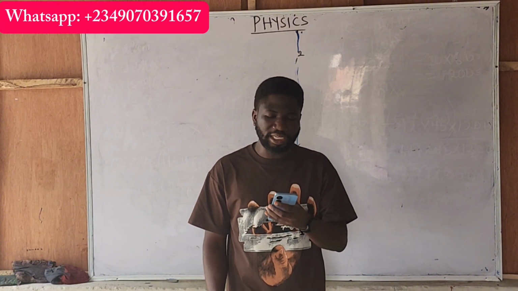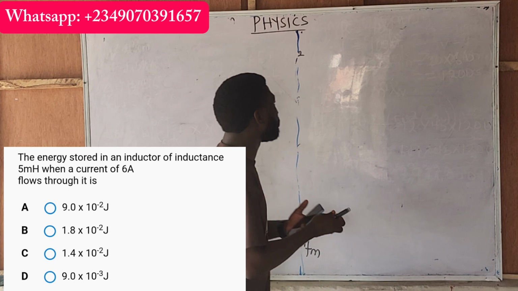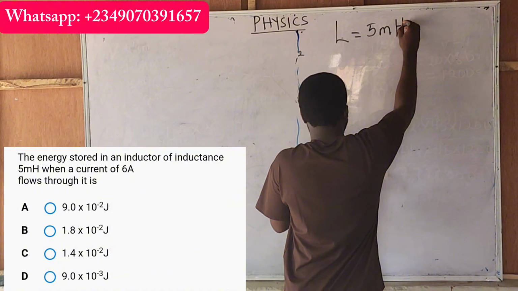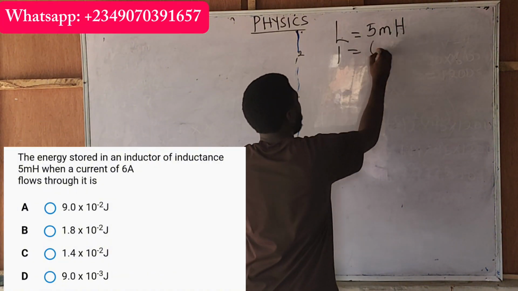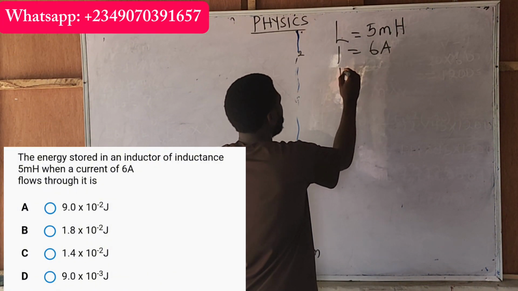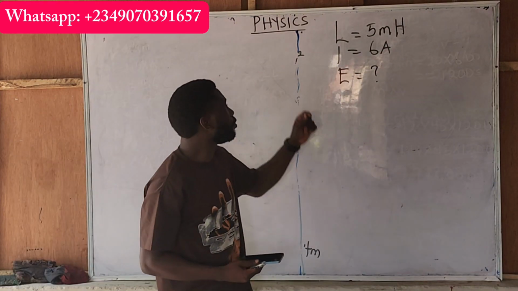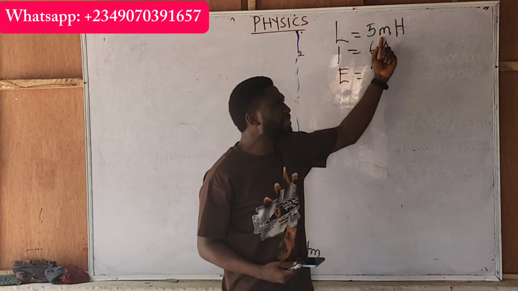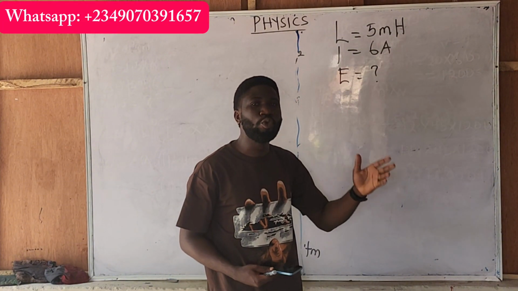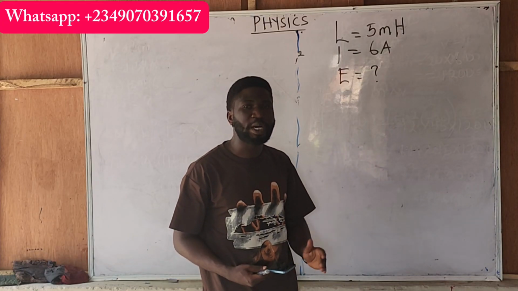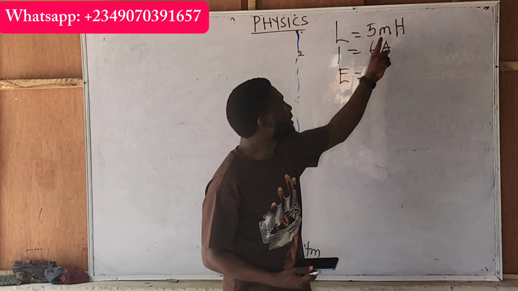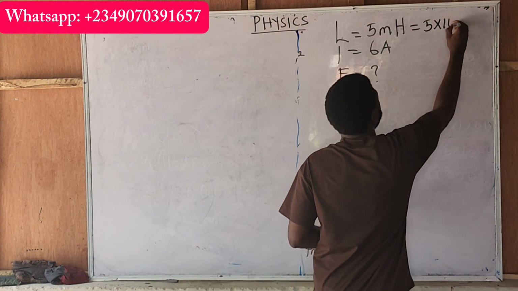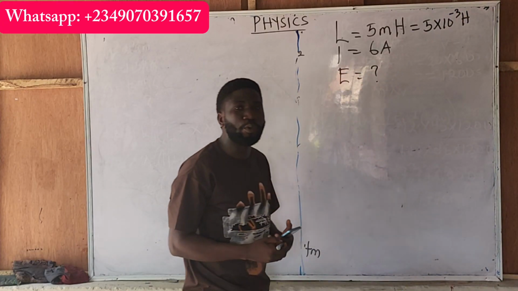Another question says, the energy stored in an inductor of inductance L equals 5 millihenry, when the current is 6 ampere. So we want to get the energy stored. We have the inductance given to us, and we also have the current. We need to change this millihenry to Henry. Like I always say, know how to convert. Conversion of units is very, very important. So this millihenry needs to be changed to Henry, and this will give us 5 times 10 raised to the power minus 3 Henry. That is divided by 1000.